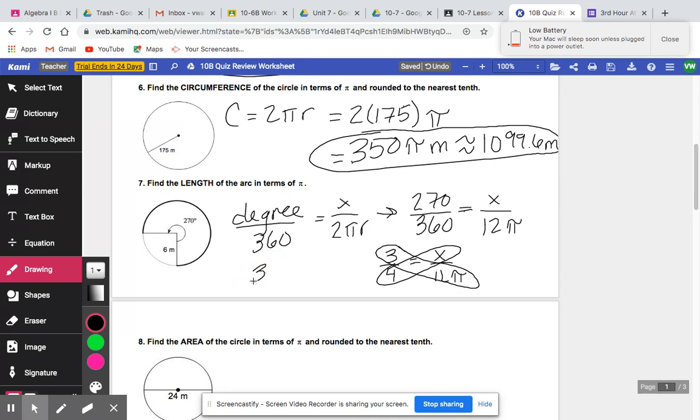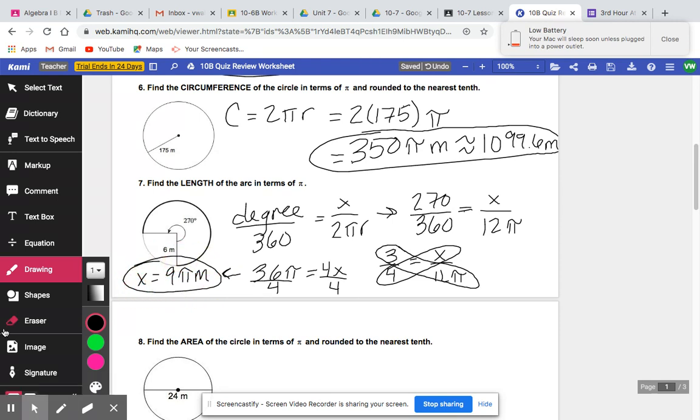So we got 36 pi equals 4x. If we divide by 4, I'm going to see where I can write it. I guess I'm going to write it over here. So 36 divided by 4, and I'll show the algebra there. You get x equals 9 pi. 9 pi meters. And it says in terms of pi, so I don't need to worry about converting it to the nearest tenth.